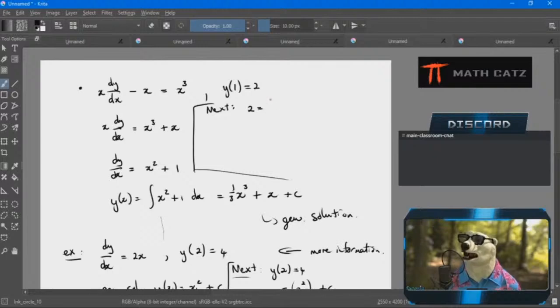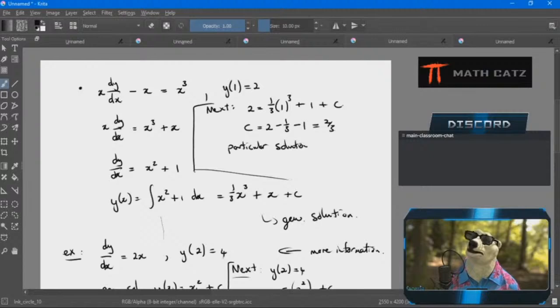So 2 for y, 1/3, 1 for x, so 1 cubed here, plus a 1 plus a c. So that means c is equal to 2 minus 1/3 minus 1. So that'll be 2/3. So my particular solution is y equals 1/3 x cubed plus x plus 2/3.